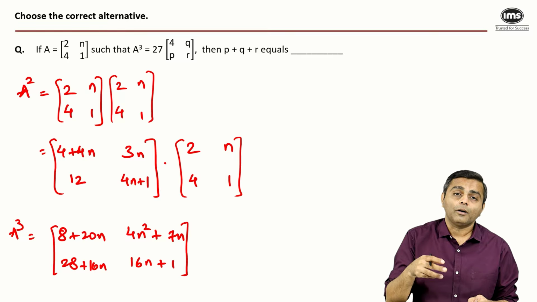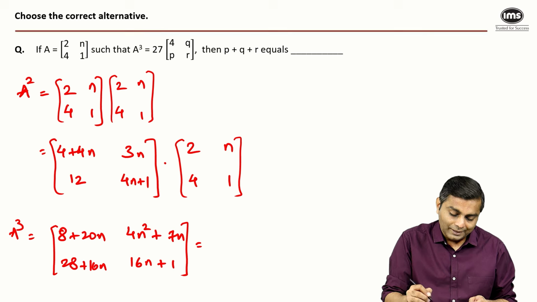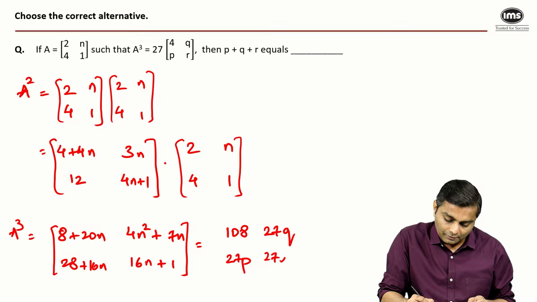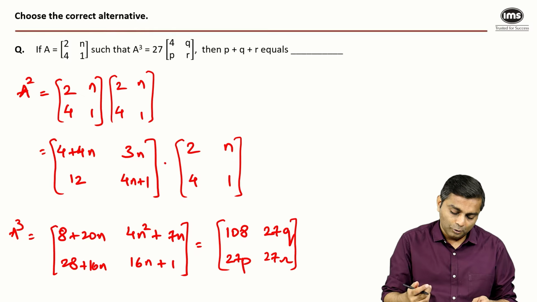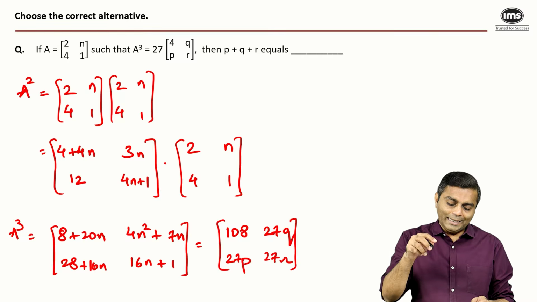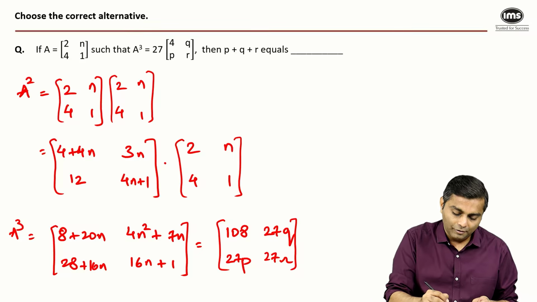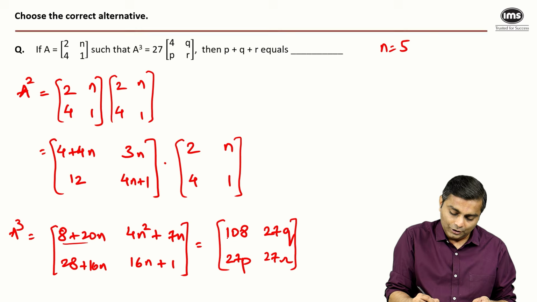Obviously, we are going to equate that with 27 times 4, P, Q and R. So, this is nothing but 27 into 4. 27 into 4 is 108. 27Q, 27P and 27R. This is what we are given. So, clearly from the first element itself, we will be able to find the value of n. 8 plus 20n is 108, subtract 8. So, you have 20n is 100, n is equal to 5. So, very simply you get n is equal to 5 just by equating these two.